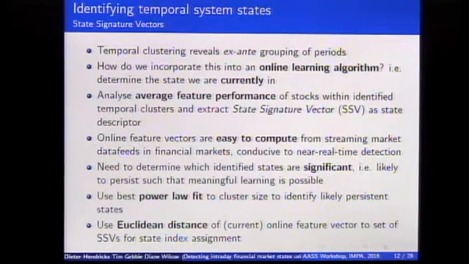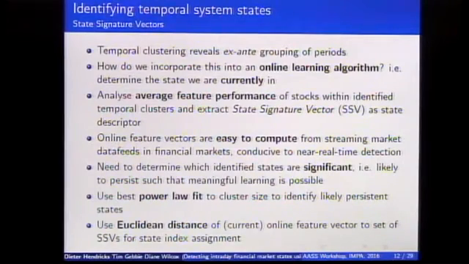For that, of course, it's maybe not advisable to use the ex-ante grouping of periods. We also need to identify which are the significant states, i.e. those which are most likely to persist. There's a bunch of literature by, sorry, how much time do I have? Is it okay?